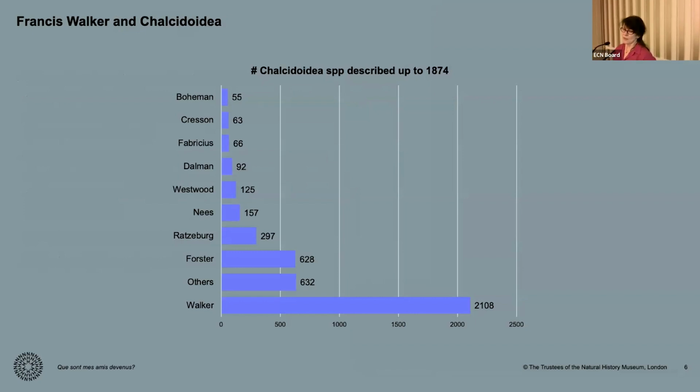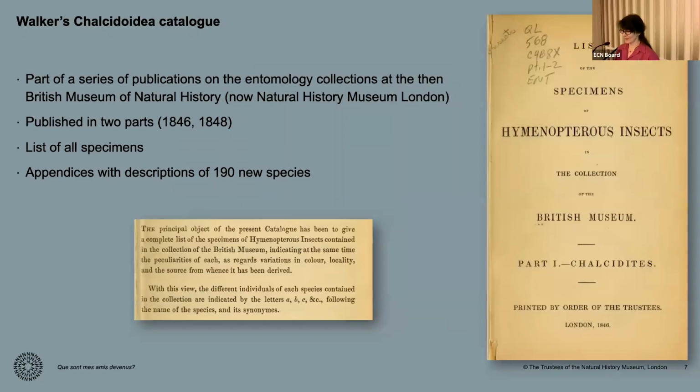But what we know for sure about Walker is that he loved Chalcidoidea and he described a lot of them. So just to illustrate how important he was as a chalcidoid person in Victorian times, this is a chart of all chalcidoid species described up to Walker's death. And you can see here he described almost exactly half of them. And his contribution was 3 times as large as that of anyone else who was working on chalcidoids at the time. And of course, if you work in London, he's also very important because he's the author of this catalog, a list of all chalcidoid specimens in the BMNH.